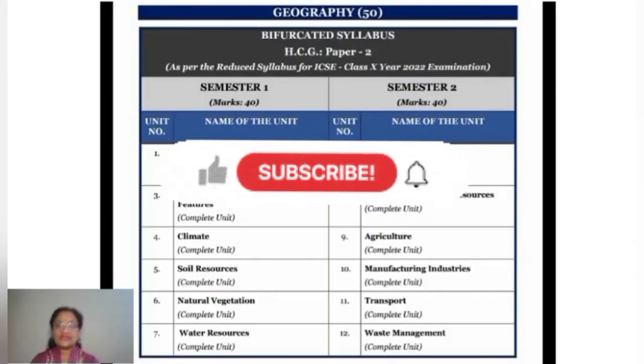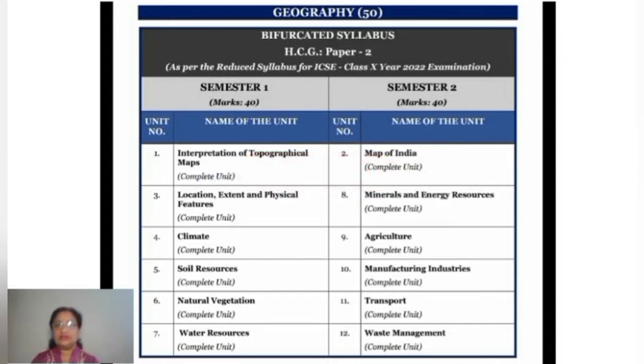Children, once again I am here with the syllabus of the semester 2 exam that we are going to have this year. As you all know very well, recently we have finished with the semester 1 exam of ICSE, and now we are going to start with the completion of the syllabus of semester 2. The semester 2 exams will be there in March and April.